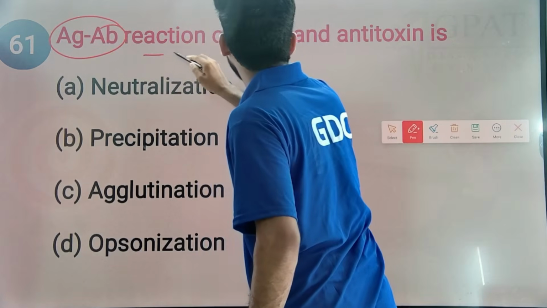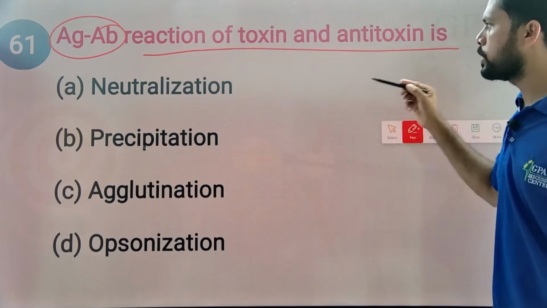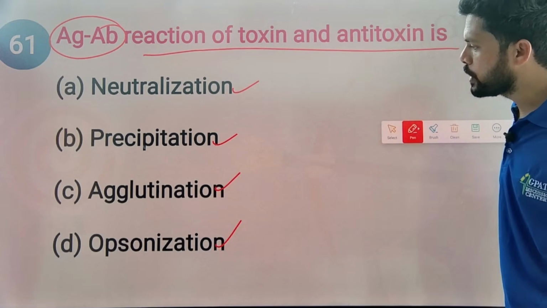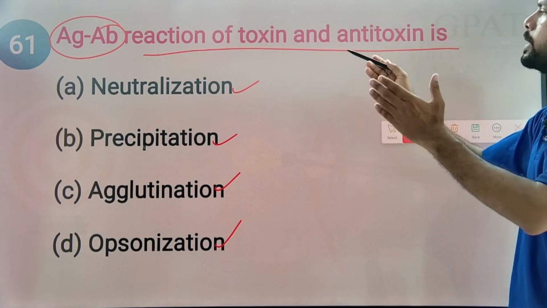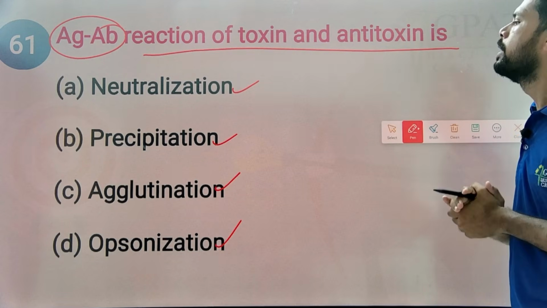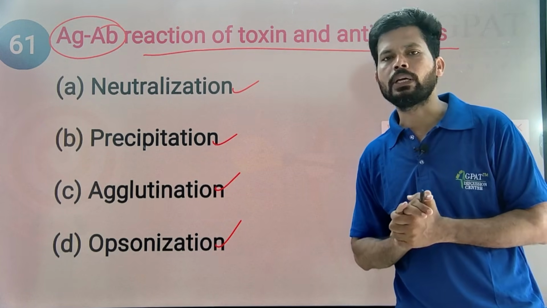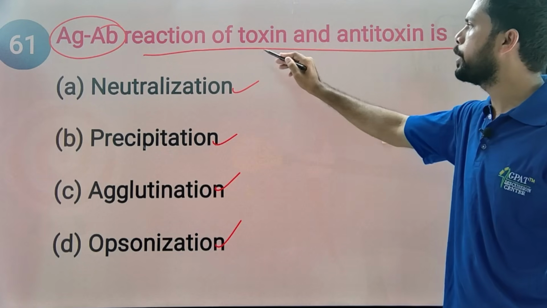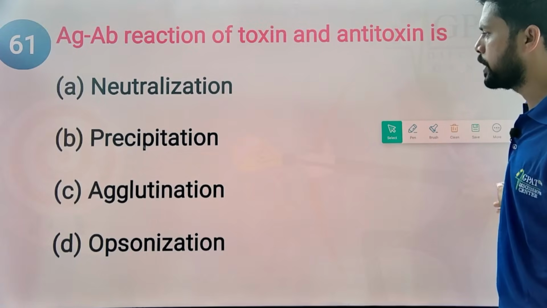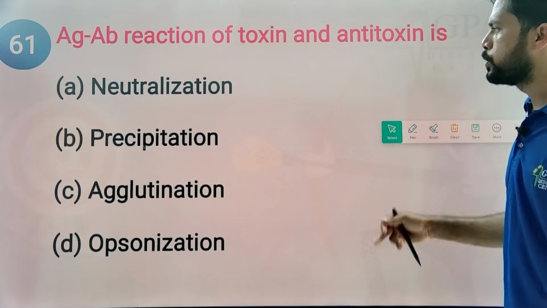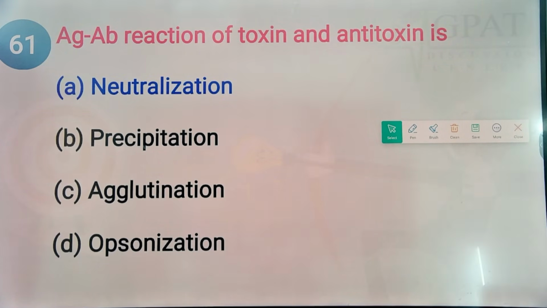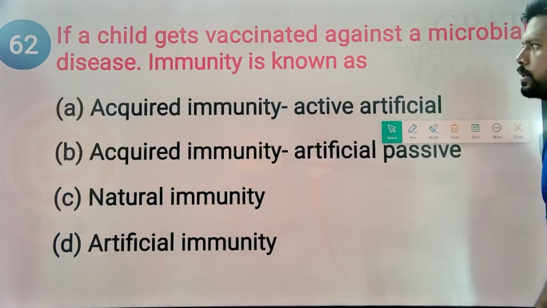Antigen antibody reaction of toxin and antitoxin is neutralization, precipitation, agglutination, or opsonization. So the antigen antibody reaction between toxin and antitoxin is neutralization. The answer is neutralization. Antigen antibody reactions lead to the neutralization of the response.